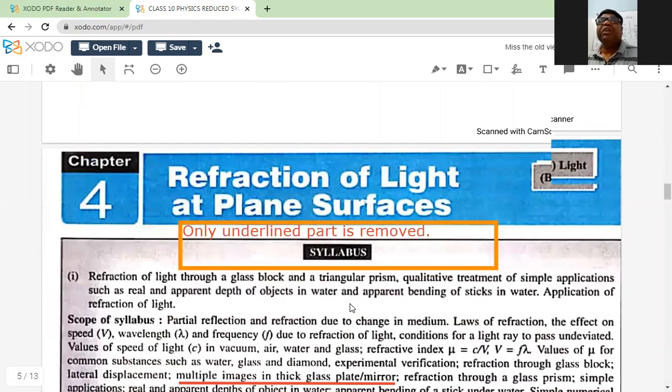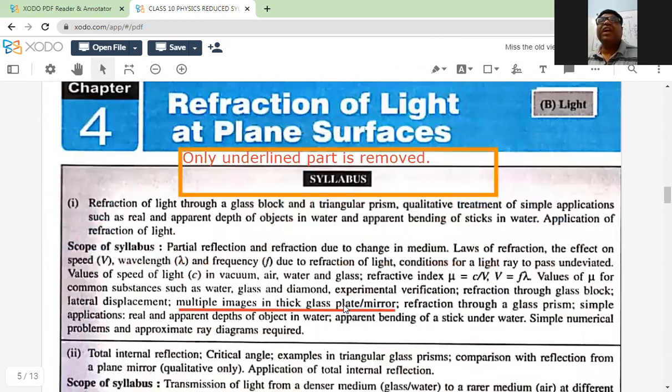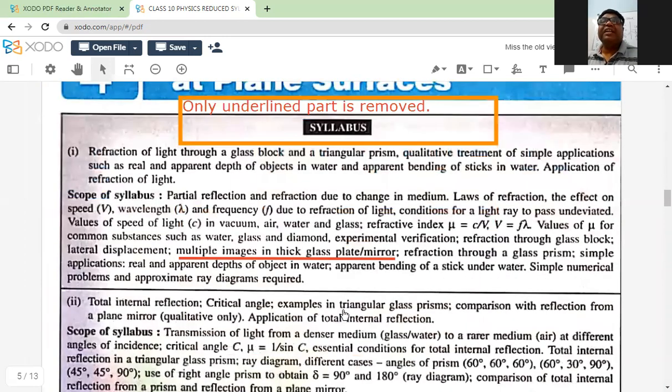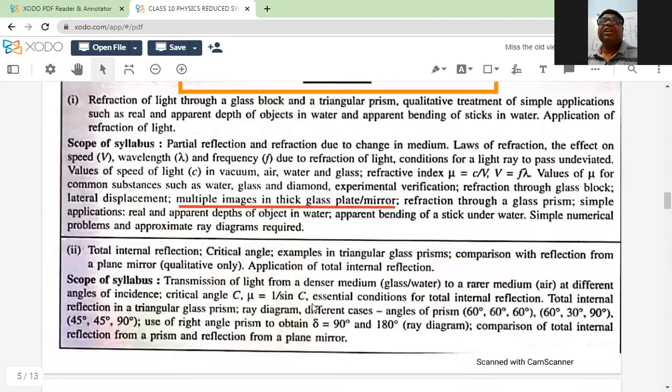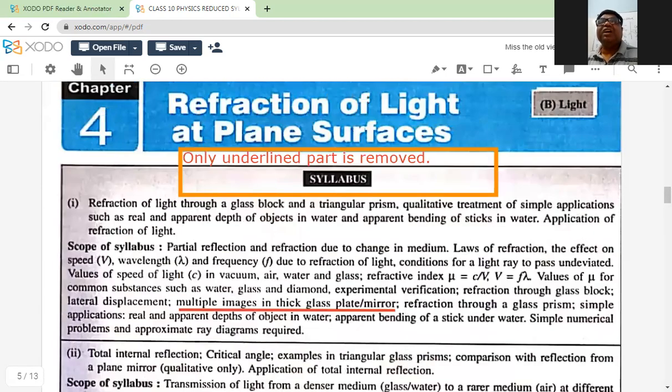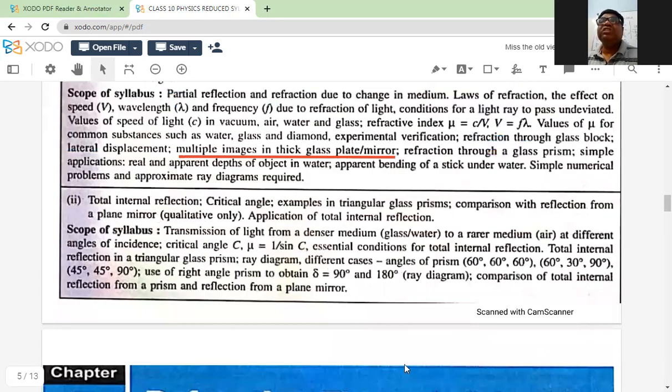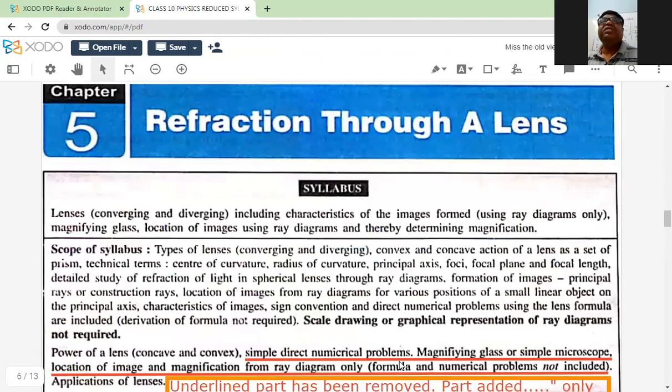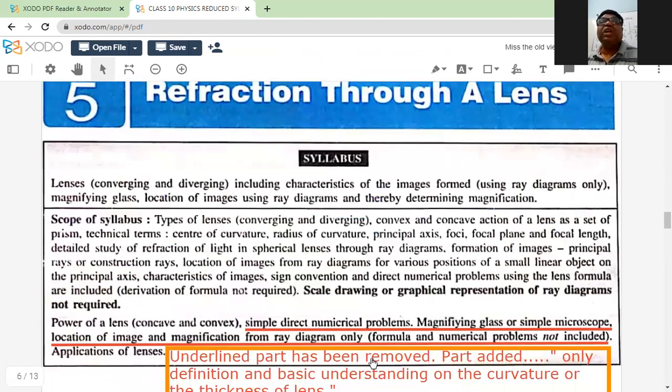Then see chapter 4, refraction of light. Only the underlined part is removed here. What is the underlined part? Multiple images in the thick glass plate. That is removed. It's clear? Other topics are in your course. Now chapter 5, refraction through the lens.